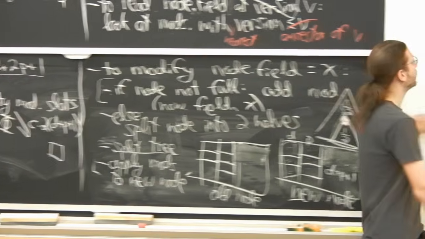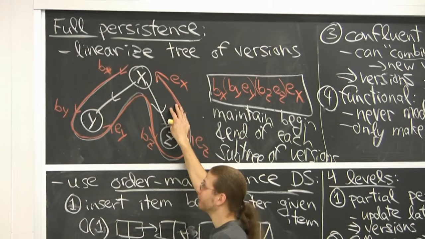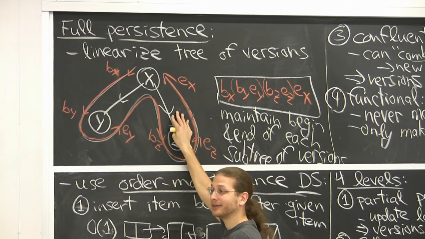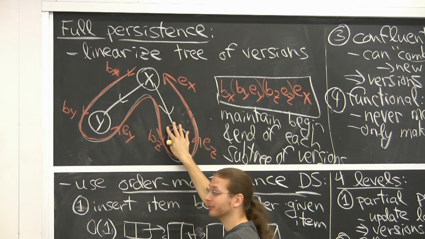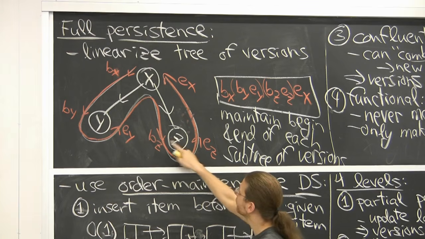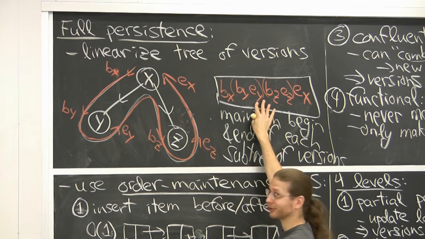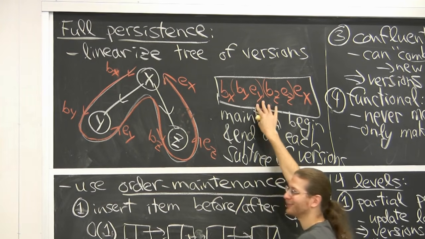Basically, we're going to actually store the DAG of versions, and a version is going to be represented by a pointer into this DAG. One of the nodes in this DAG becomes a version. Every node in this DAG is going to store a pointer to the corresponding B character and the corresponding E character in this data structure, which then lets you do anything you want.